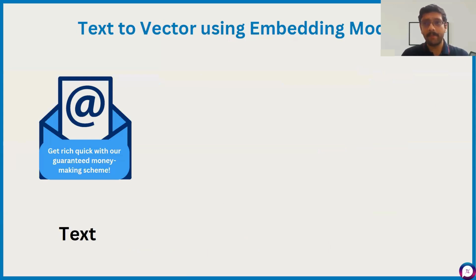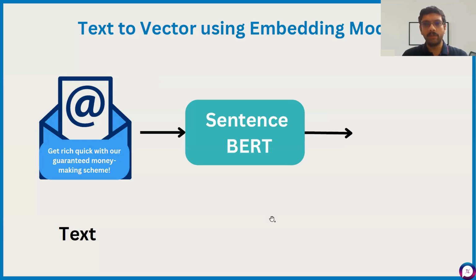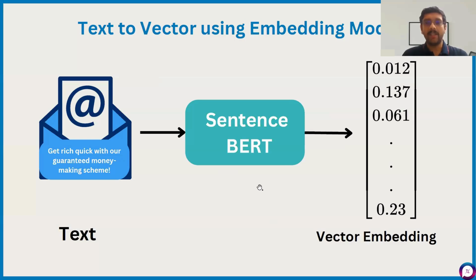Now, the first step, and I'll overview the different steps we're going to be covering as part of this course in this video. The first thing we're going to have to do for a neural network to be able to classify the text is convert the text into a vector, right? Because the neural network is only going to understand numbers. So we're going to use an embedding model. In this case, we're going to use sentence BERT. And so we'll do a quick overview of that as we go through the series. And the sentence BERT will take this text, for example, in this case, get rich quickly with a guaranteed money making scheme.